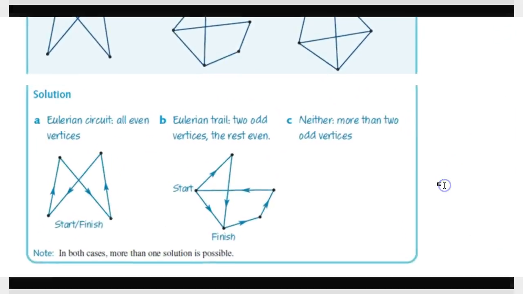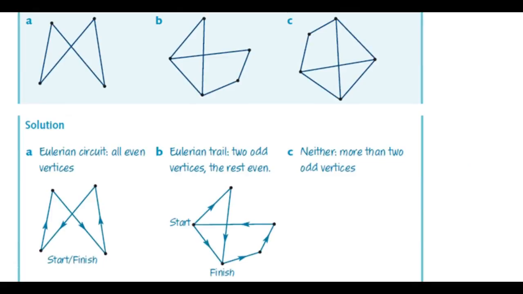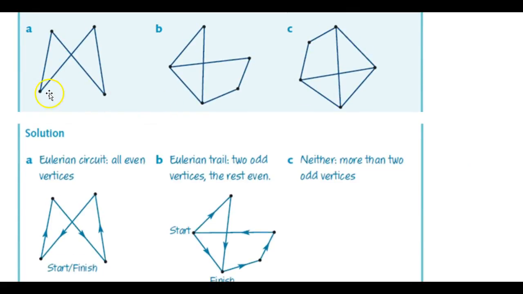In this example from your text, we're trying to see whether or not these have Eulerian trails or circuits. In this first graph, all vertices are even, so this one will have a Eulerian circuit. So it will start and end at the same vertex. Notice that there are many possibilities here. In graph B, we can see this has 3 degrees, this one 3 degrees, 2, 2, and 2. So it has exactly 2 odd vertices and the rest are even. So as long as we start at one of the odd vertices and end at the other, we can find a Eulerian circuit, a trail I should say.